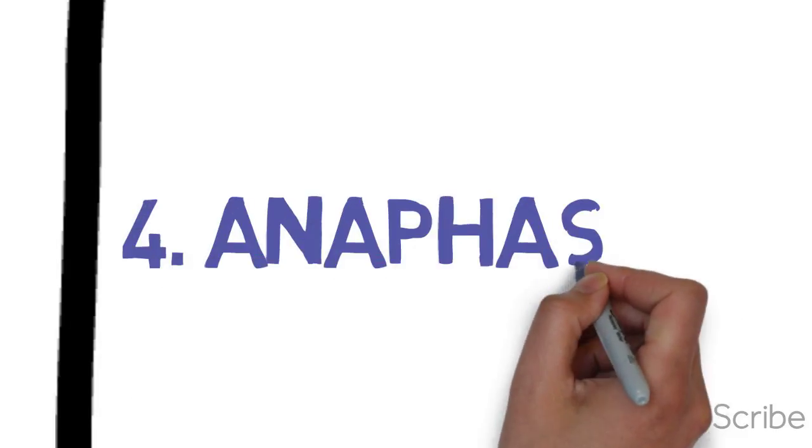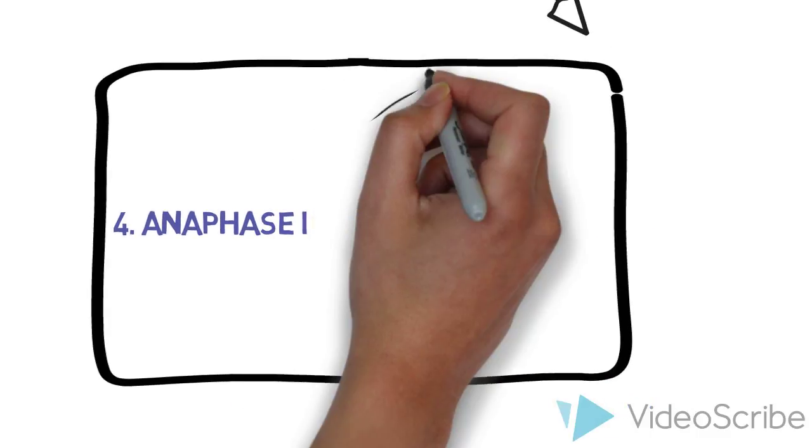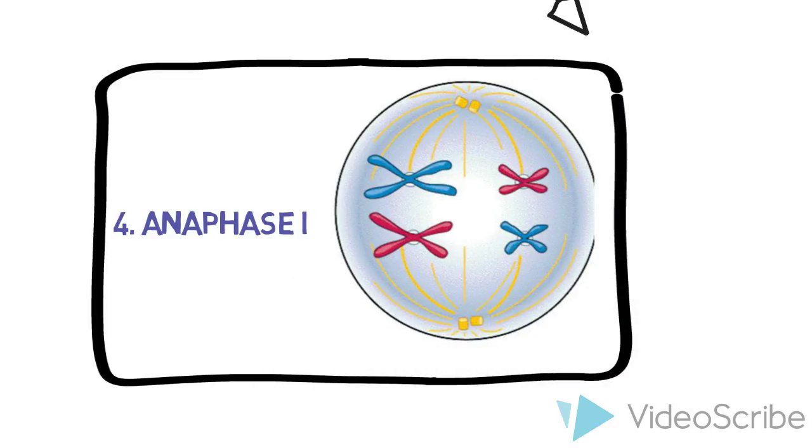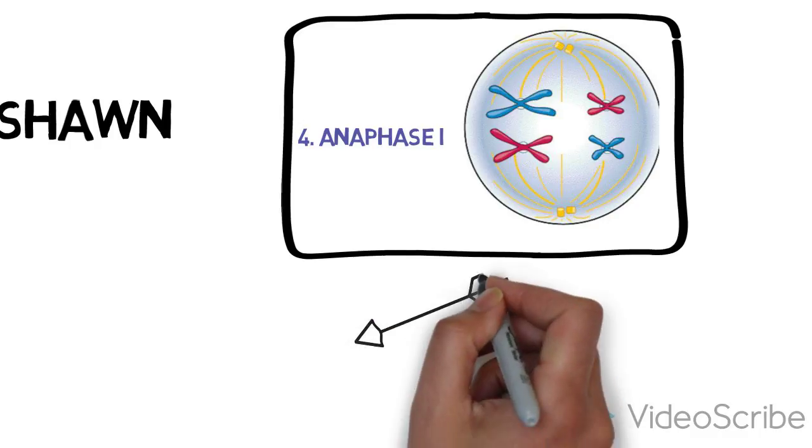In anaphase 1, the spindle fibers retract, pulling the homologous pairs to opposite sides of the cell. Anaphase begins when the homologous chromosomes start moving away from each other and ends when the chromosomes reach opposite sides of the cell.